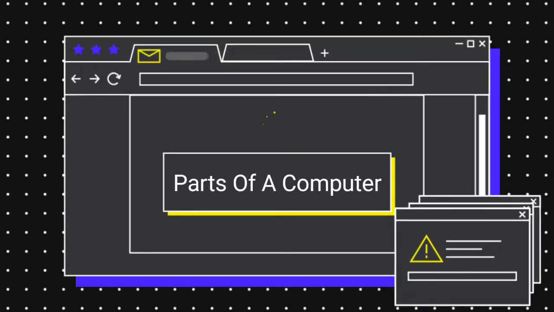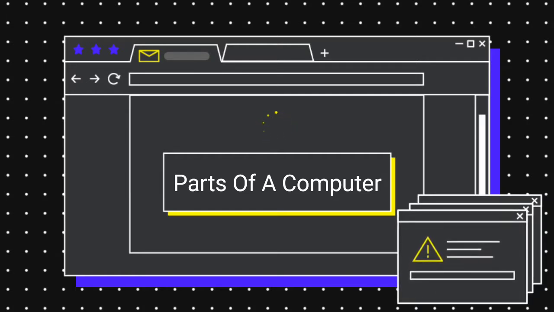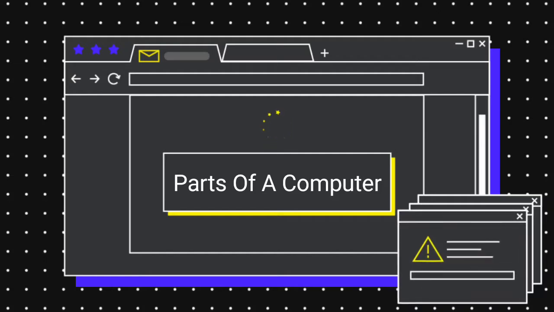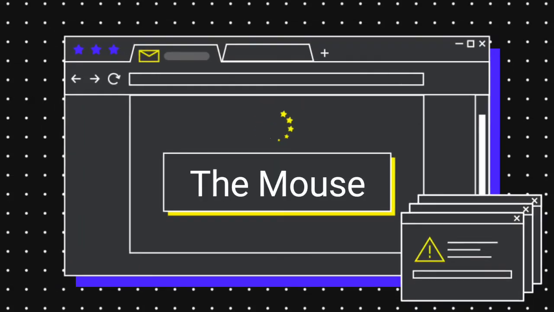Today, we are going to continue the second lesson of Introduction to Computers, Standard 1, Lesson Number 2, Parts of a Computer. In the previous video, we have learned about the monitor and the keyboard. Now, we are going to learn about the mouse.